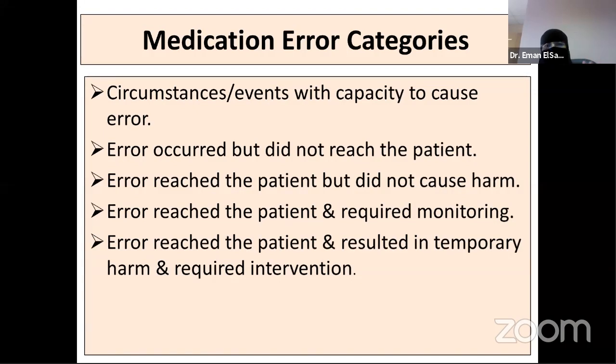Other categories are related to actual medication error. It means the error already happened and reached the patient, and there are degrees of harm. Error happened but did not cause harm. How come? For example, the patient received an extra dose of paracetamol. This is an error, but it did not cause harm to the patient. Then, an error that reached the patient and required monitoring. And an error that reached the patient and resulted in temporary harm and required intervention.